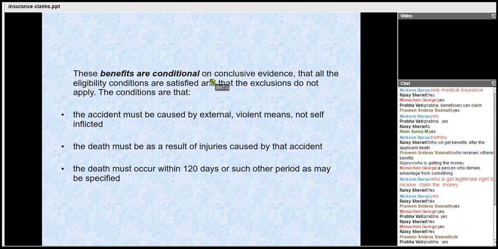These benefits are conditional on conclusive evidence that all the eligibility conditions are satisfied and that the exclusions do not apply. The conditions are that if the death has occurred within 3 years from the commencement of the policy or from revival, the following additional requirement may be needed, so that it is not self-inflicted. Otherwise, after 3 years, death must be a result of injuries caused by external violent means. Death must occur within 120 days or such other period as may be specified. Fine.